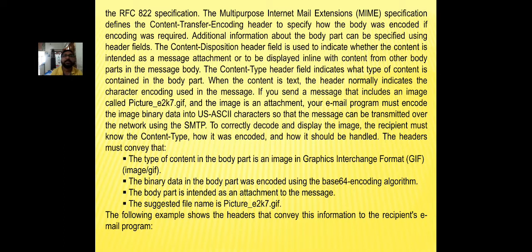The headers must convey that the type of content in the body parts is an image in Graphics Interchange Format, GIF. The binary data in the body parts was encoded using the Base64 encoding algorithm. The body part is intended as an attachment to the message. The suggested file name is picture e2k7.gif. The following example shows the headers that convey this information to the recipient's email program.